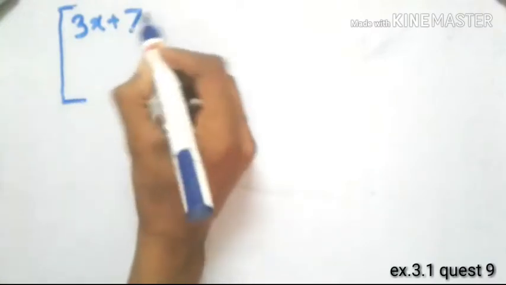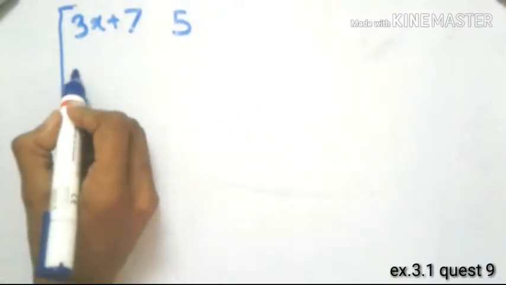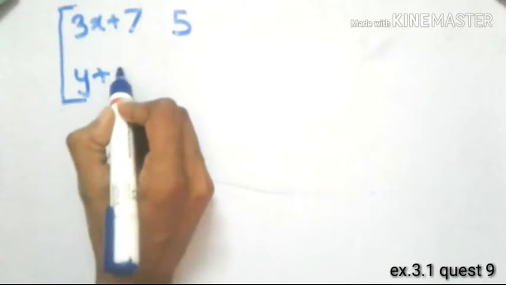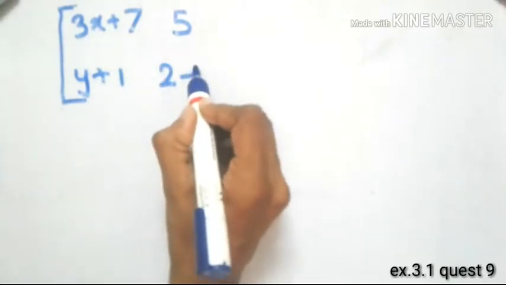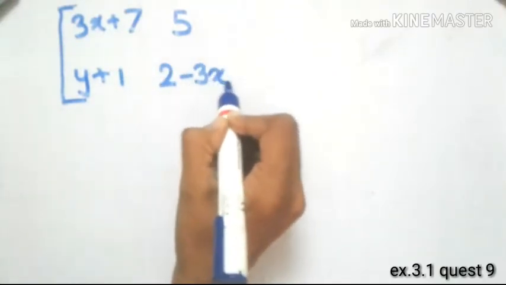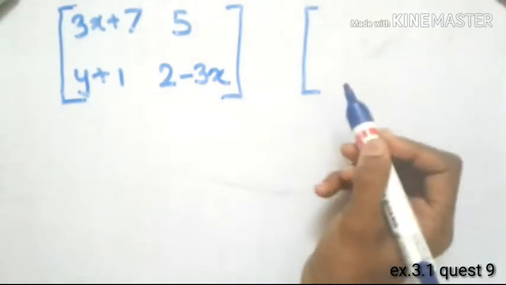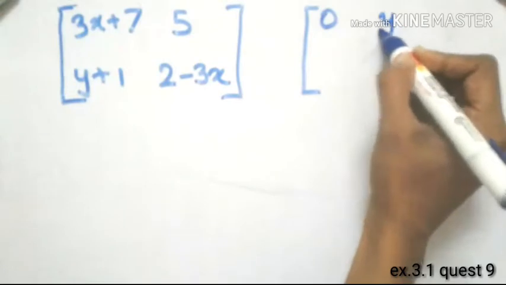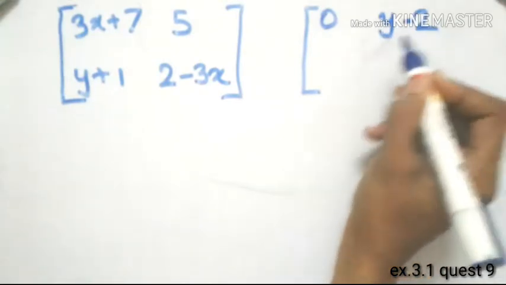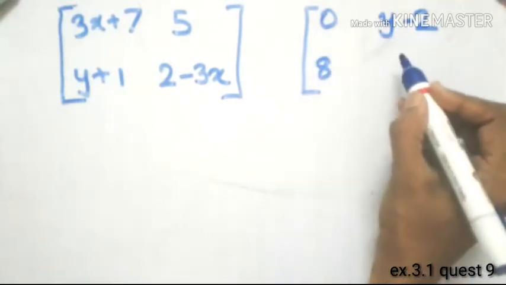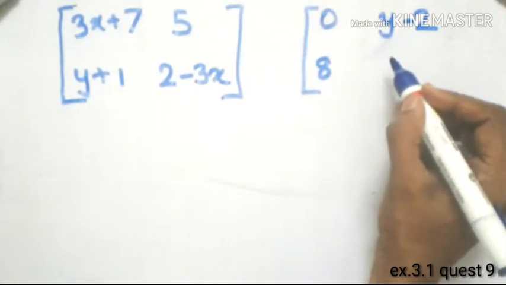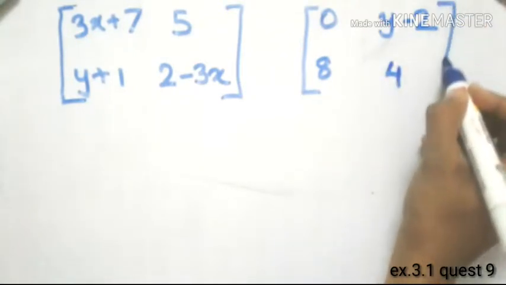So it's 3x plus 7. Now we have to find out for what values of x, y and z these two matrices will become equal. Obviously there will be so many possible values of x and y, but they won't make the two matrices equal. We have to find that combination of x, y which will make the two matrices equal.